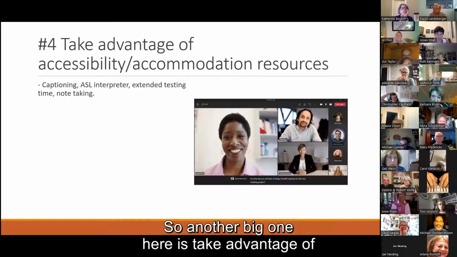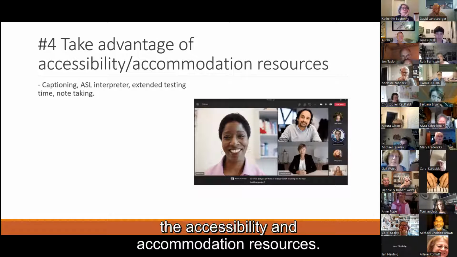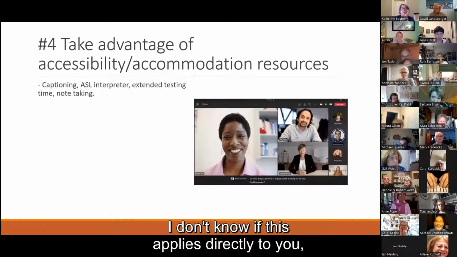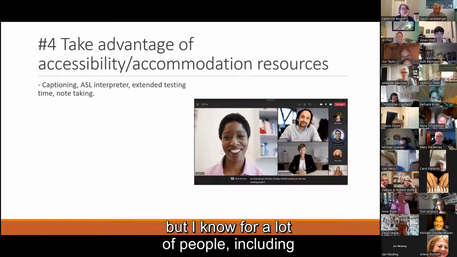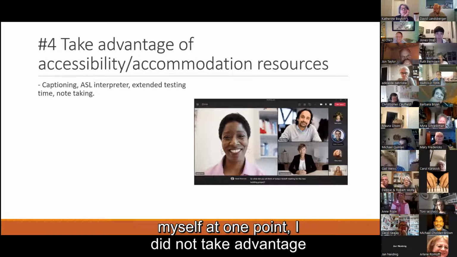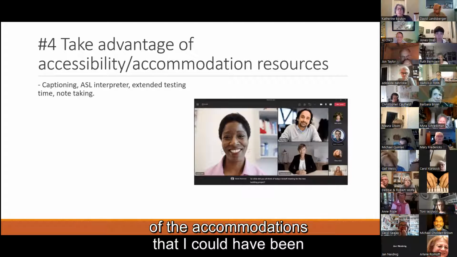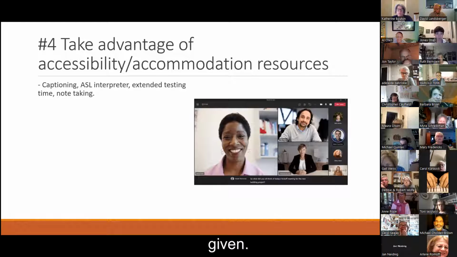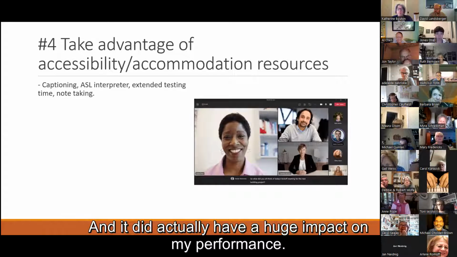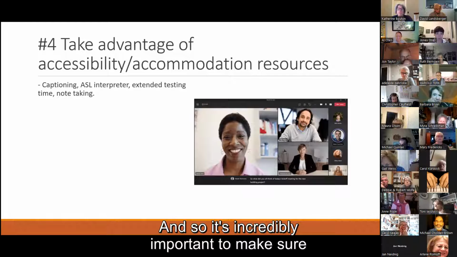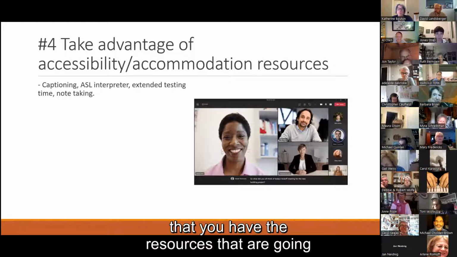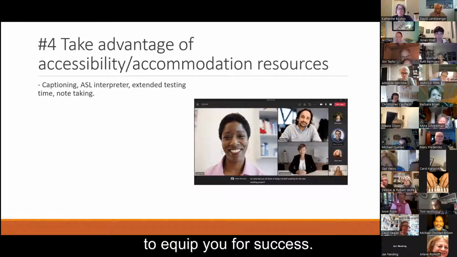So another big one here is take advantage of the accessibility and accommodation resources. I don't know if this applies directly to you, but I know for a lot of people, including myself at one point, I did not take advantage of the accommodations that I could have been given. And it did actually have a huge impact on my performance. And so it's incredibly important to make sure that you have the resources that are going to equip you for success.